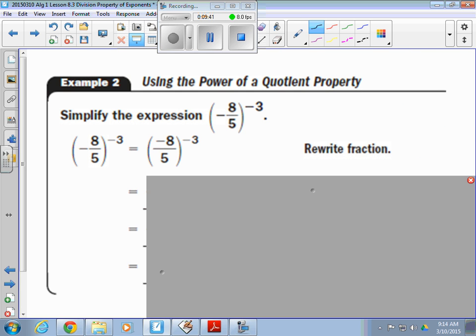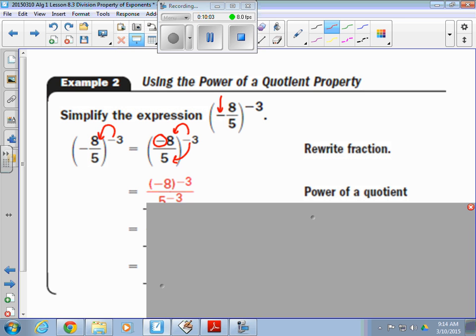Example number 2 is using the power of a quotient property. This is a negative in front if you missed that. Negative 8 over 5 to the negative third. This is being raised to the negative third. So negative 8, all this step does is put the negative there for you. But this is being raised to the negative third, and this is being raised to the negative third. So negative 8 to the negative third over 5 to the negative third.